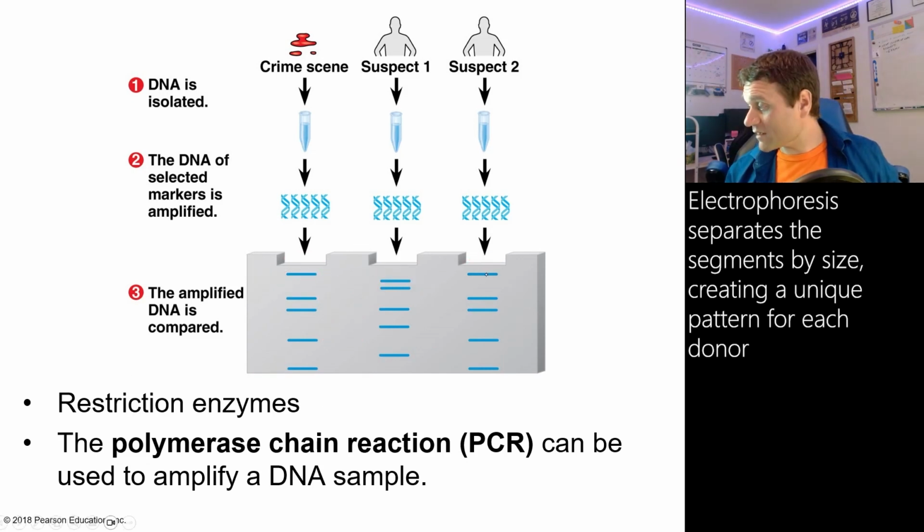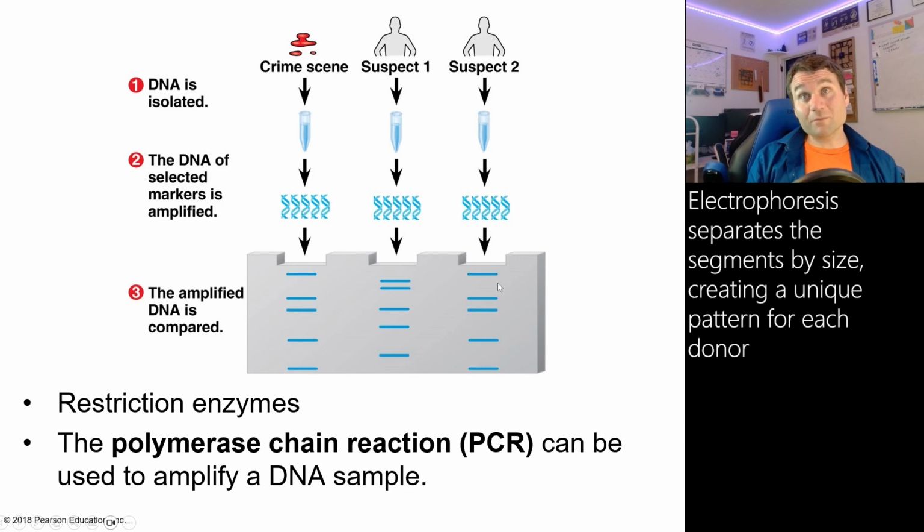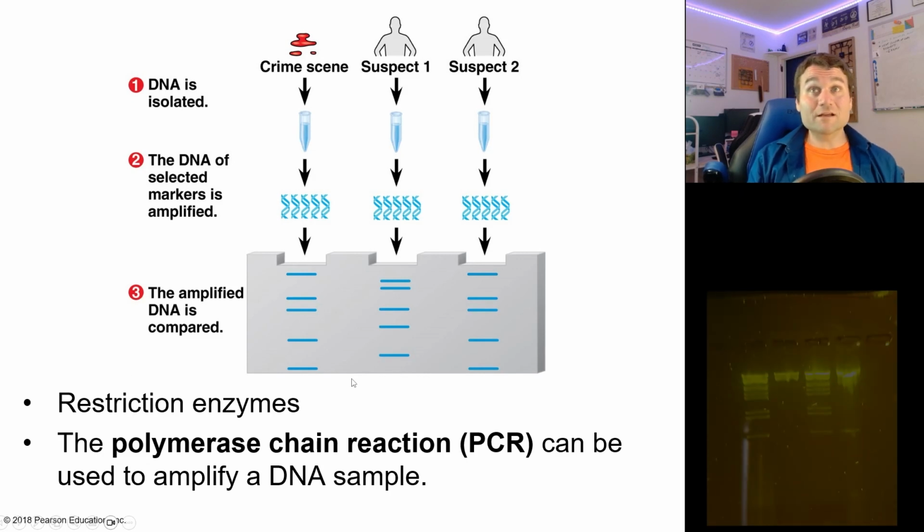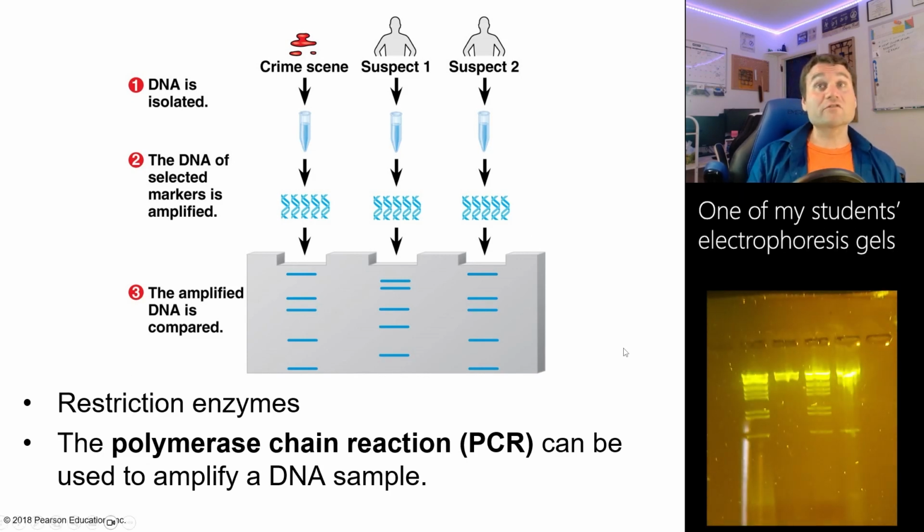Meanwhile, suspect 2 has every single marker in place here. This means that either suspect 2 or their identical twin left that DNA sample at the crime scene. Now, it doesn't necessarily mean they're guilty of anything. In fact, this kind of test could just as easily be used to exonerate someone from guilt.